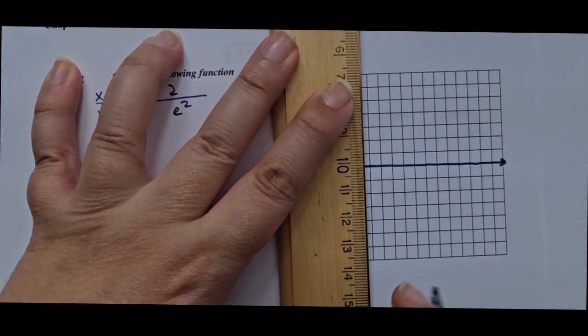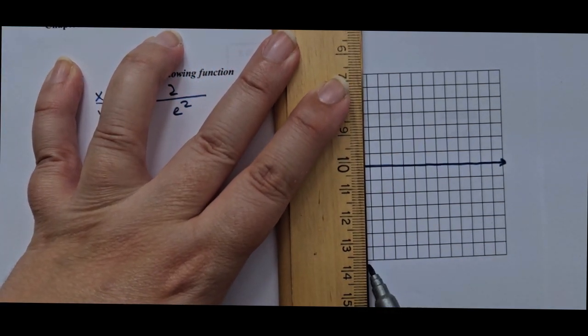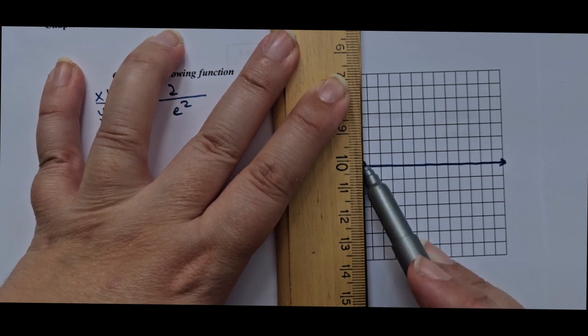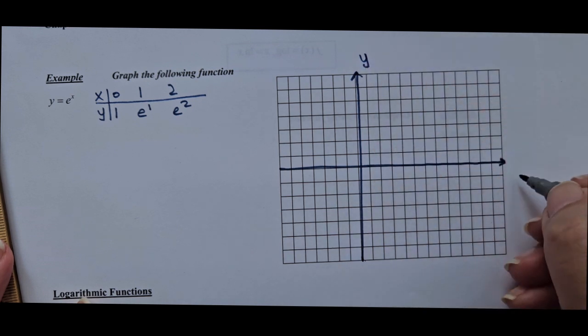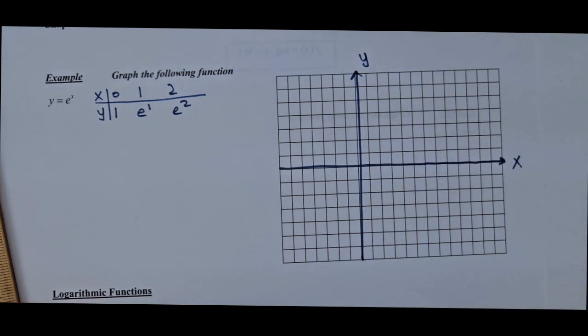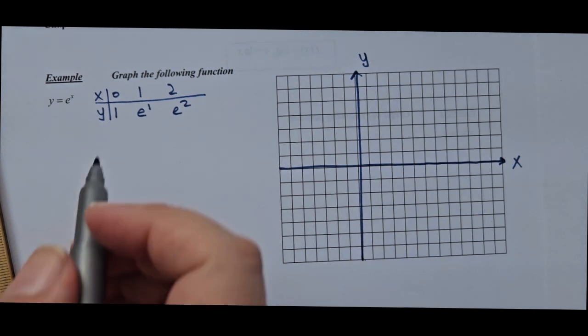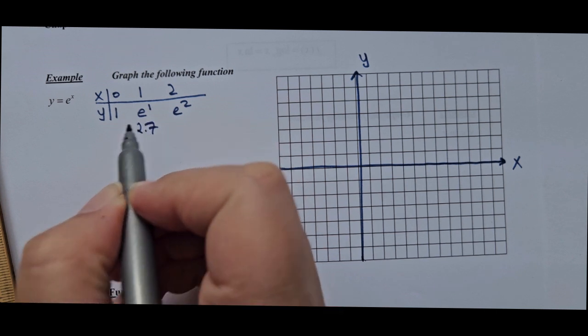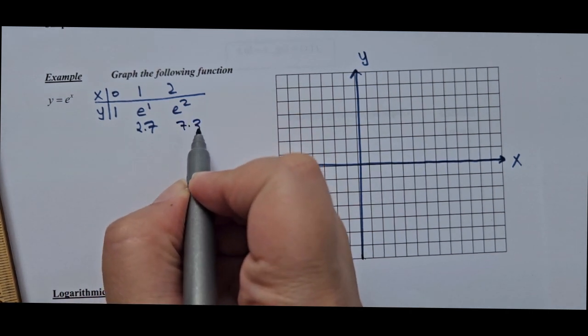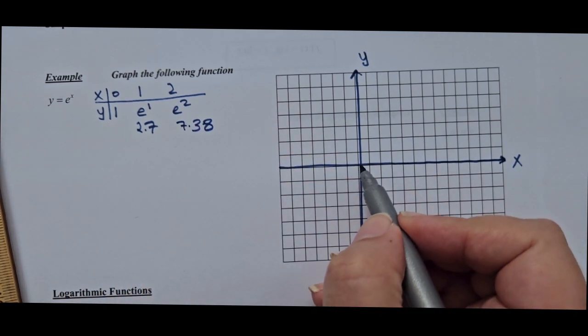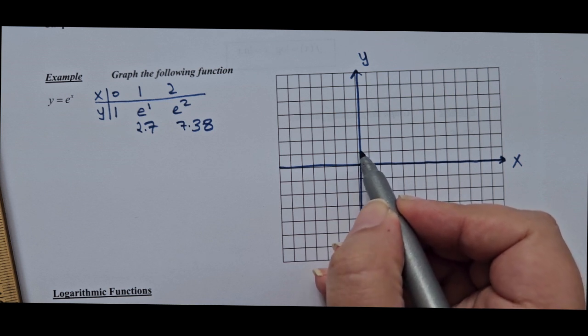Okay, let's create my x and y axis, and we locate the points and connect them. So this is your y, this is your x, right? And now the values would be... this guy would be something around 2.7, and e to the power 2 would come up with 7.38. So 0, let's call it 0, 1.